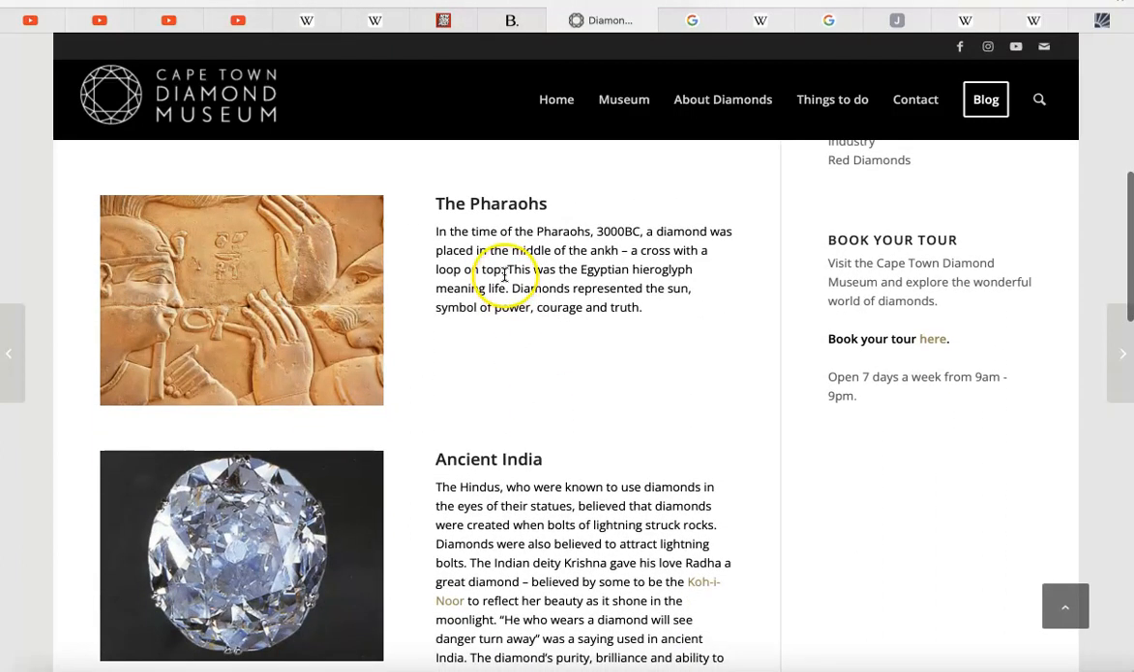The pharaohs, okay? Again with the middle of the Ankh, all right? This was the Egyptian hieroglyph meaning life. I don't know if we have any Ankhs in The Shining, but maybe we should keep an eye out for them. Diamonds represented the sun. Hello. Again, what do we say? Zeus, Jupiter, Apollo. Yep. Symbol of power, courage, and truth.